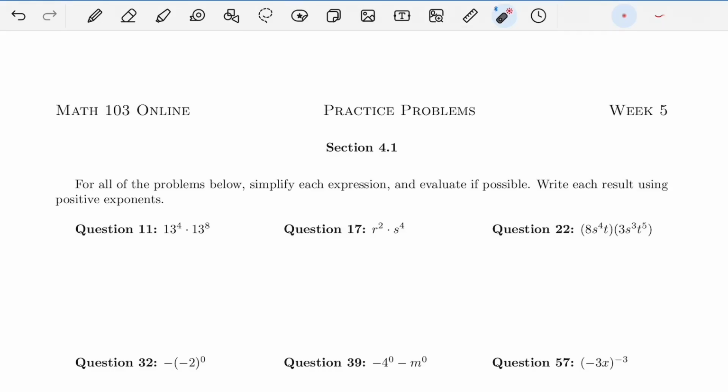In this video, we're just going to go over some practice problems on the material covered this week. So we're going to start with section 4.1, and for all of these problems, what we want to do is simplify each expression and evaluate if possible, and then write each result using positive exponents.